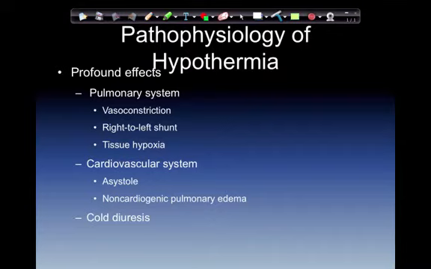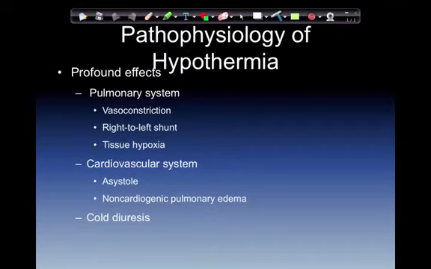Cardiovascular system, we can go into asystole or non-cardiogenic pulmonary edema. Because of the increased pressures from the vascular constriction, fluid that was once where it was supposed to be because of adequate pressures can now spill over into areas it shouldn't be, like the alveolar sac.